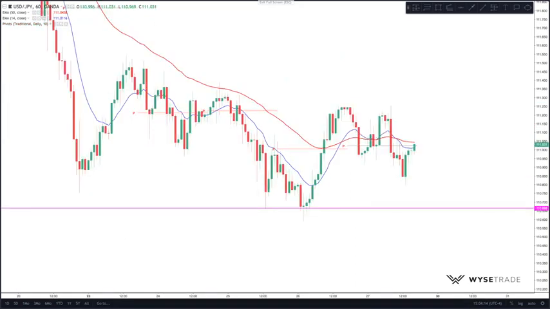Here in the 1 hour, we had a breakout above the 50 EMA and an EMA cross. And we were looking for a clear rejection of the 50 EMA and the pivot, but that didn't come. We had choppiness with no clear entry.